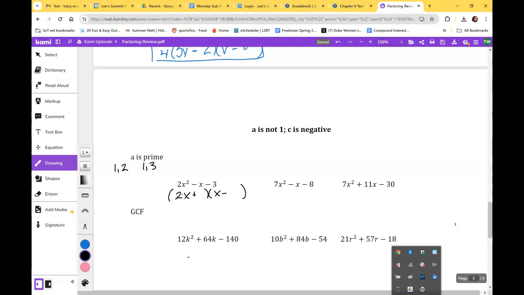Let's see if it works if I twist these around. What if I have 3 and 1? That gives me a 3x in the middle and a minus 2x. Well, I'm getting closer because that's a positive 1. I need a negative 1. So what if I flipped my signs? Right? Because that gives me a negative 3x and a positive 2x, and that gives me the negative 1 that I need in the middle. So this one works.